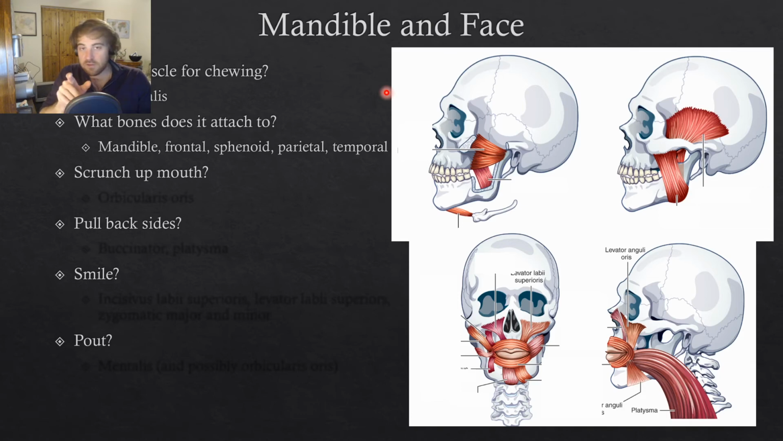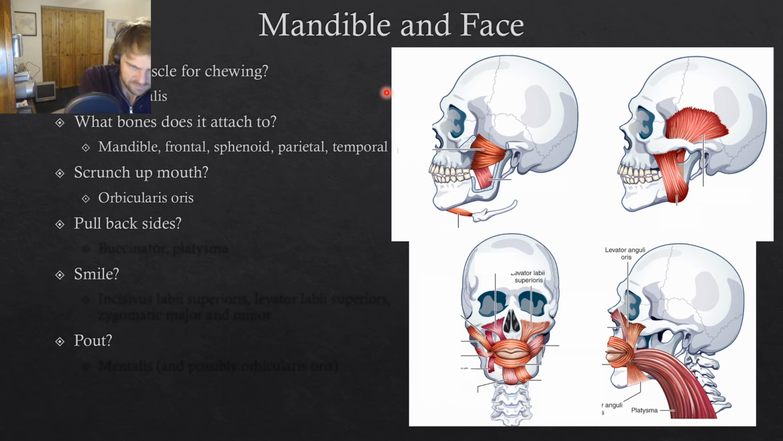What muscle allows you to scrunch up your mouth? And hint, it's not a sphincter. It's the orbicularis oris, which is right here. This one that looks like a weird second set of lips. So that's going to give you all that kind of stuff.